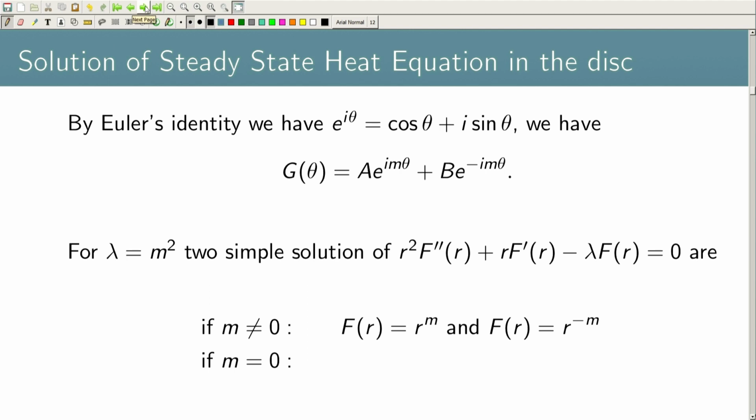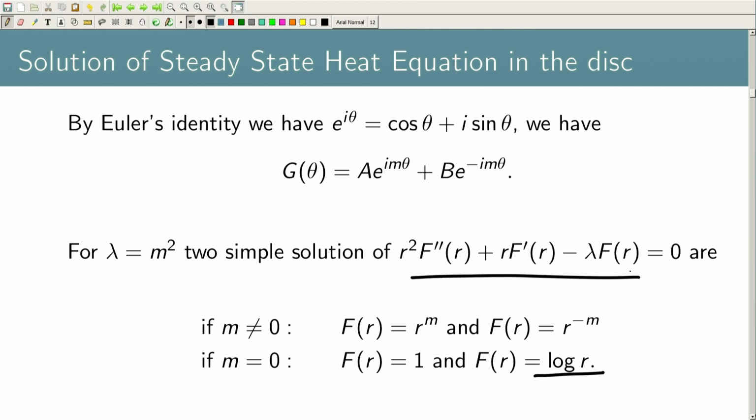Now, if m is equal to 0, then obviously f of r equal to 1 is going to give us a solution, as well as f of r equal to log r. If you take the double derivative, then one can easily verify that this satisfies the equation here. That is easy to see.